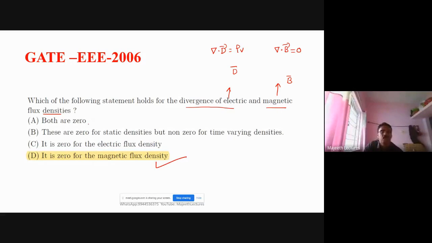Both are 0? No. Divergence of electric field is not 0. So it is 0 for electric flux? Never. No, right? So the answer is, divergence is 0 for magnetic flux density only. Like this only they will ask questions, right? So you must know the concept, then only you can answer the question.